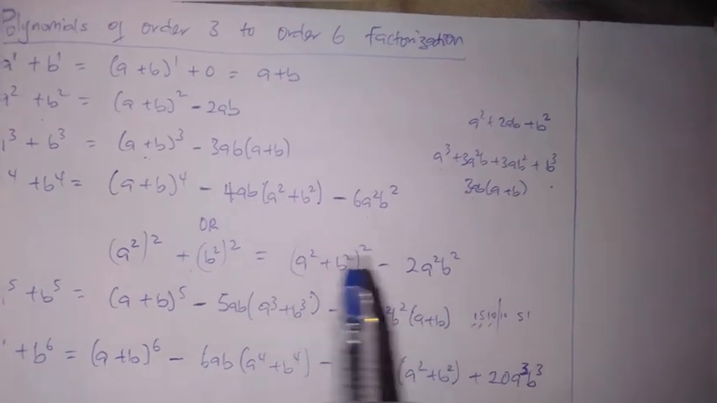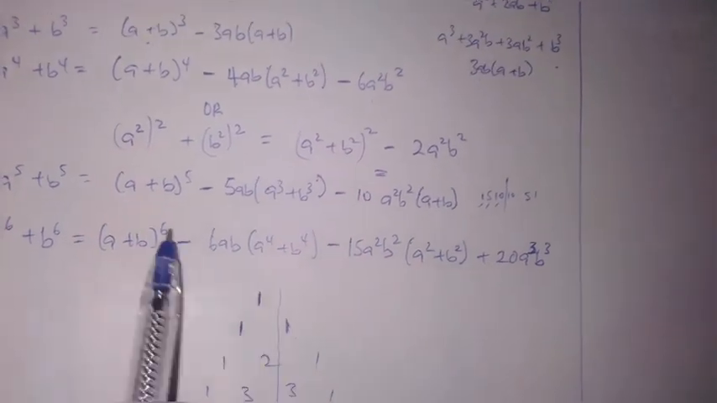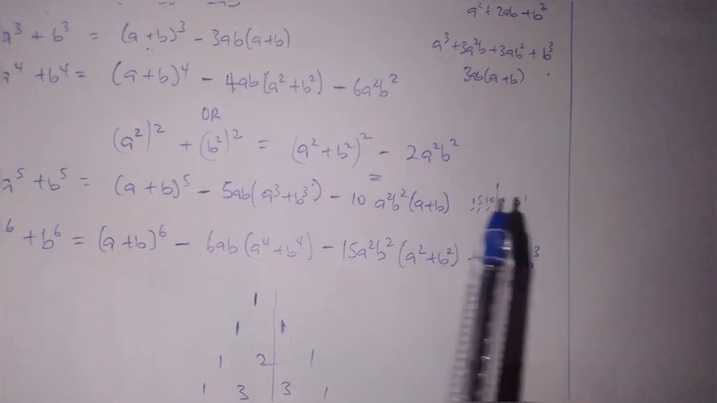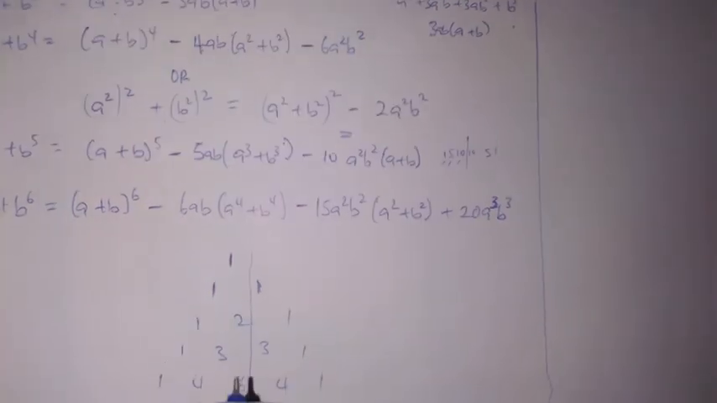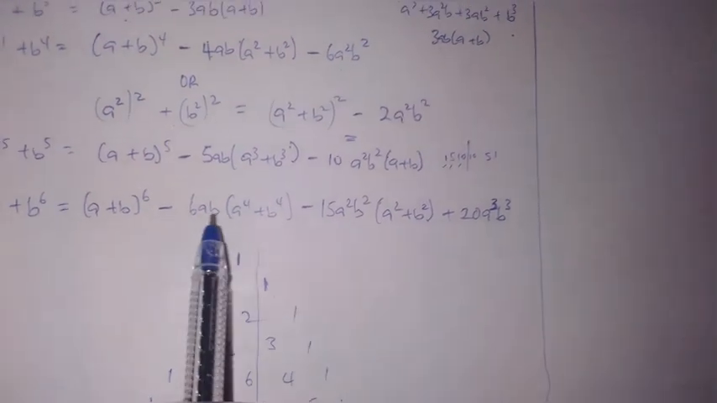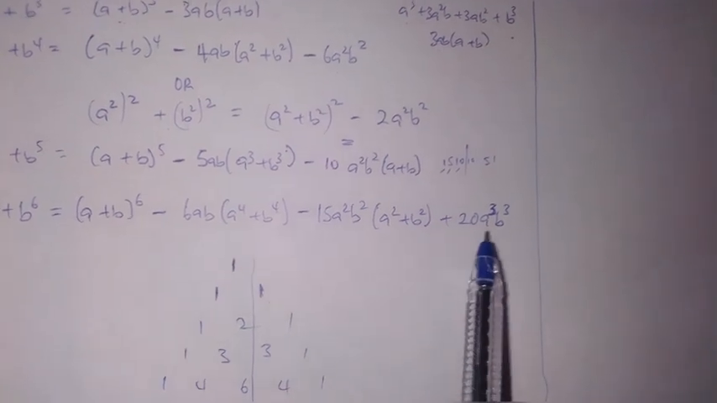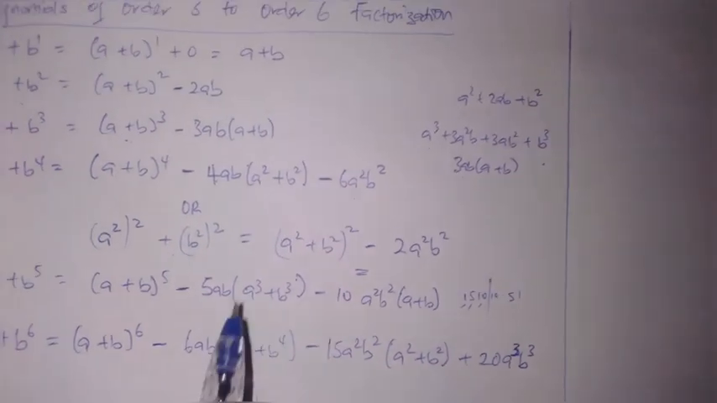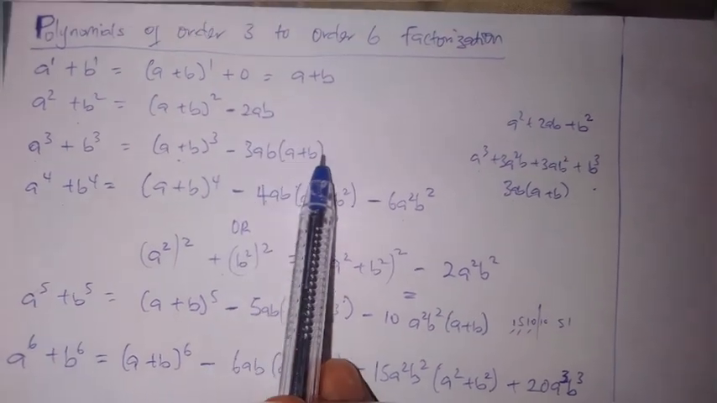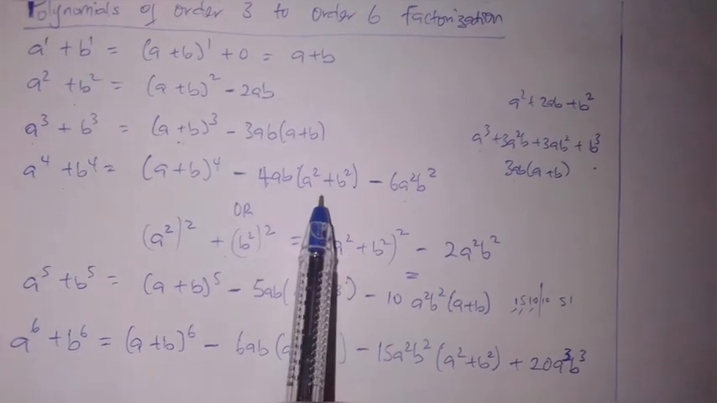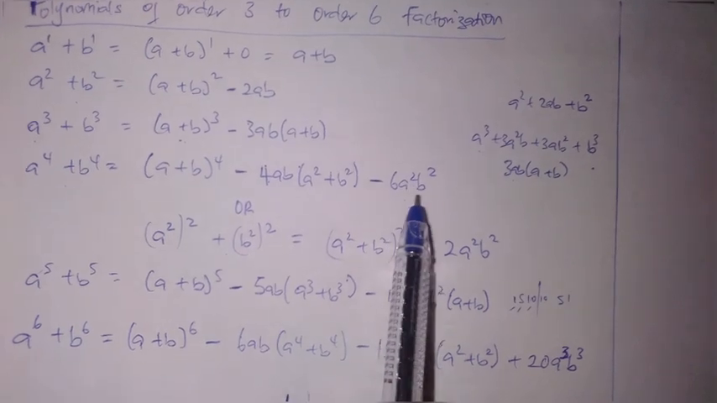So then 4, 1 is not there. Then for 5, 1, 5, 10. It means 10, 5, 1, which is already here. For 6, 1, 6, 15, 20. We have 15, 6, 1. So we're going to be stopping here. So following the trend again, what do we have? This is 3ab into a plus b, 4ab into a squared plus b squared, minus 6a squared b squared.